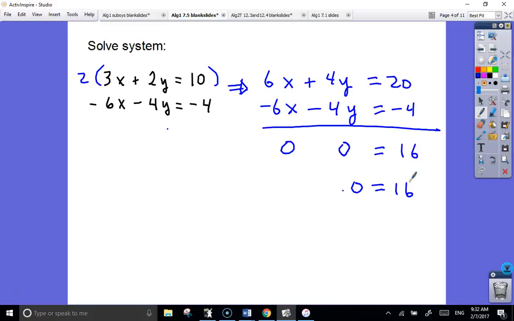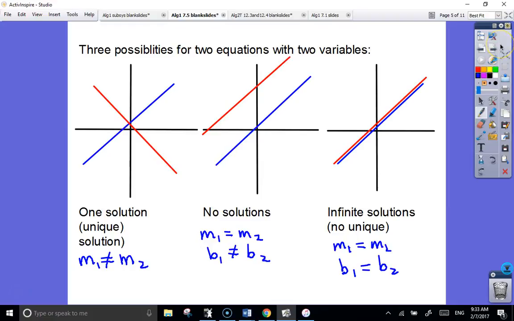So what does the system look like that has no solution? Which one of those has no solution? The parallel lines. So it must have been that we were given parallel lines, and that's why there's no solution.